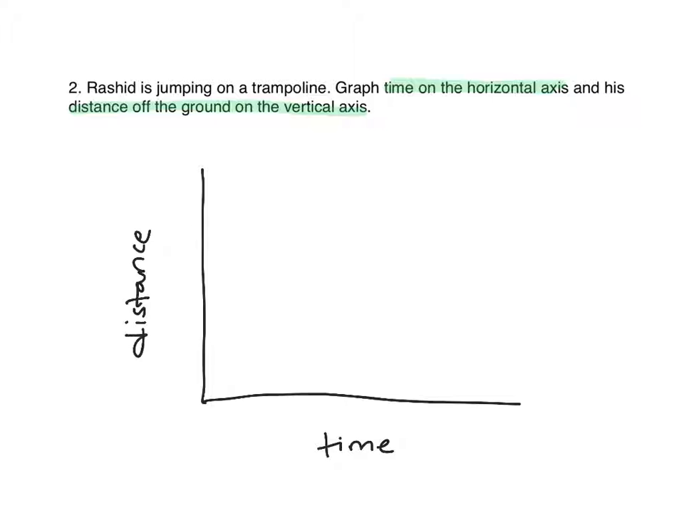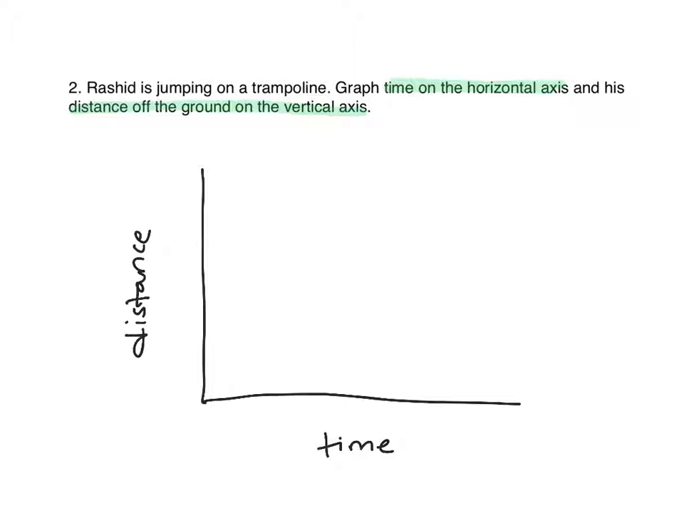Now, I will either give you numbers to use in the story, or you need to make up some numbers that make sense. So, for example, Rashid here, if he's jumping on a trampoline, he's probably not going to jump 30 meters into the air on a trampoline. The last trampoline that I was on, I grant you, was like 17 years ago, but the highest I got was maybe 8 feet. When I was super jumpy.